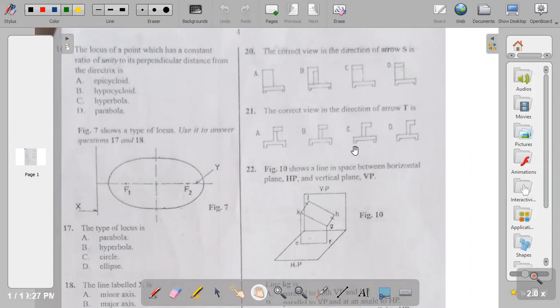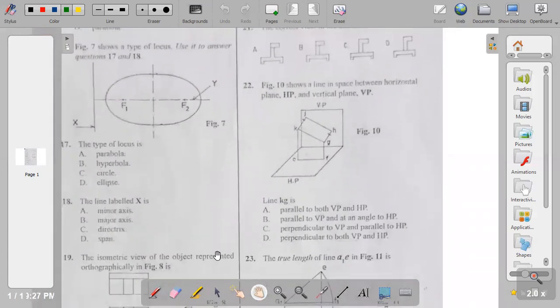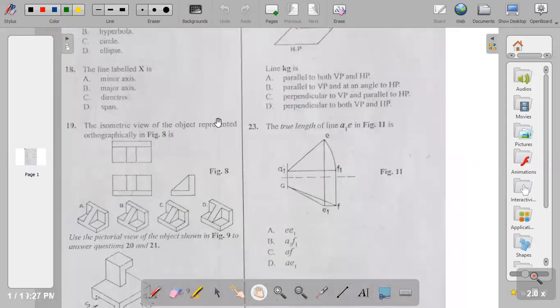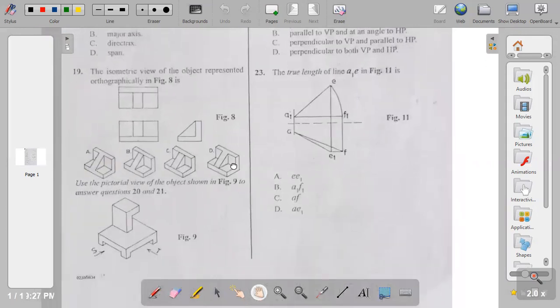The correct view in the direction of arrow T is, let's go back to the figure, arrow T. This is arrow T. So here we are going to see the same view, but we'll see this line, vertical and horizontal with no joints. So to question 21, let's see the answer.